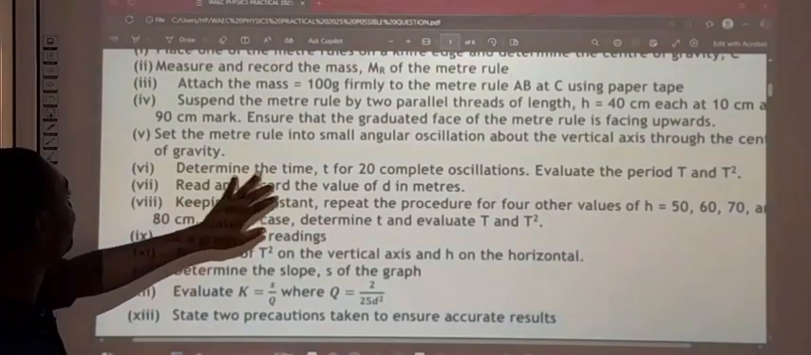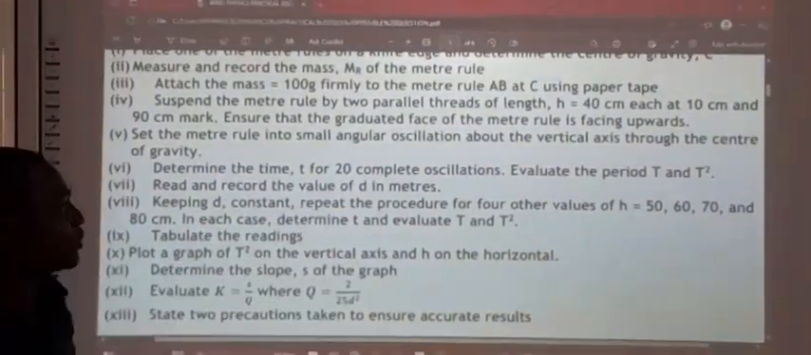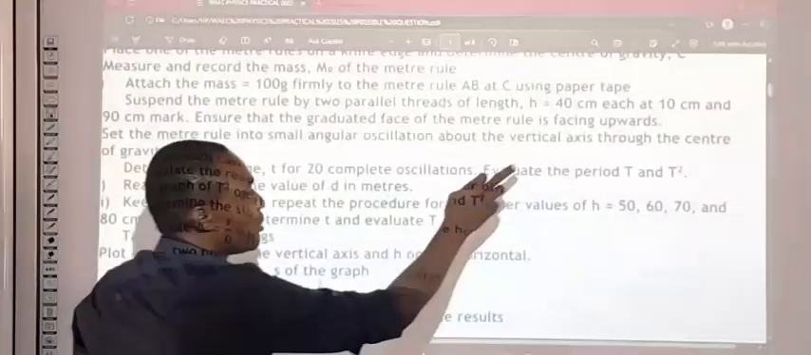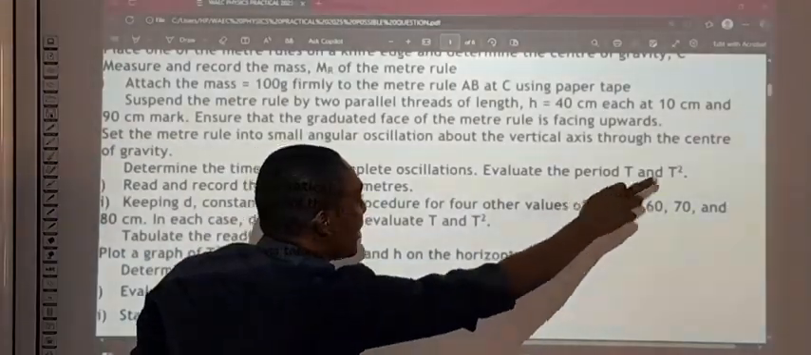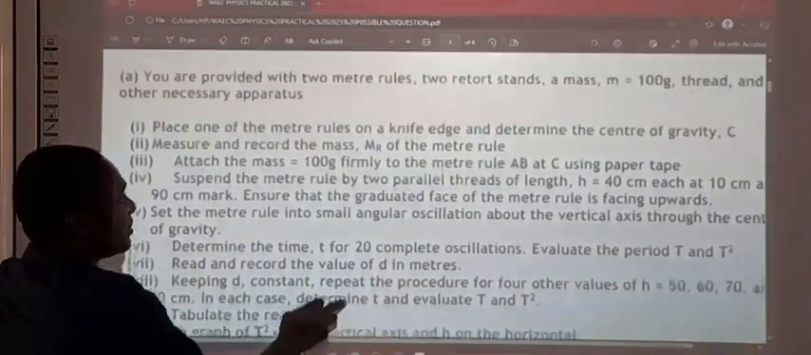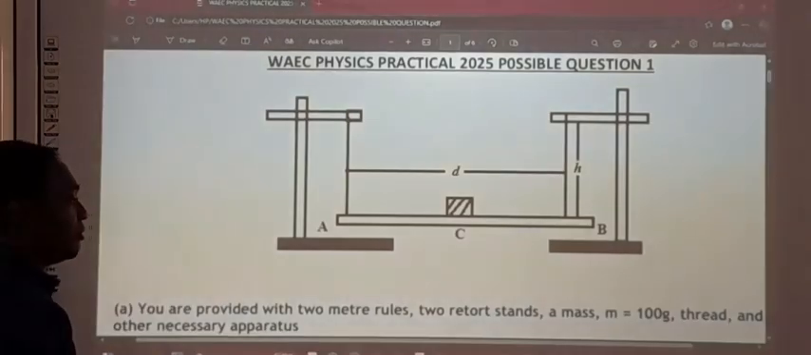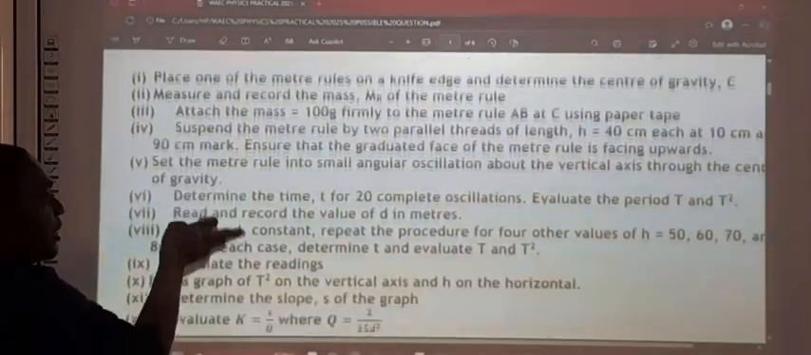Then we have to determine the time t for 20 complete oscillations. And we are going to evaluate the period T and T squared. Then read and record the value of D in meters. So this is D. Yes, we are going to record that in meters.